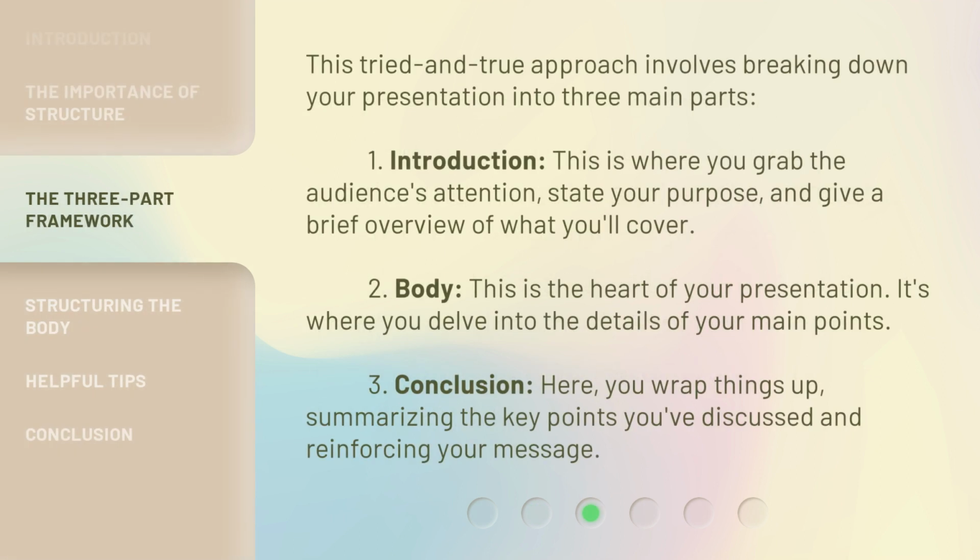This tried-and-true approach involves breaking down your presentation into 3 main parts. 1. Introduction. This is where you grab the audience's attention, state your purpose, and give a brief overview of what you'll cover. 2. Body. This is the heart of your presentation. It's where you delve into the details of your main points. 3. Conclusion. Here, you wrap things up, summarizing the key points you've discussed and reinforcing your message.